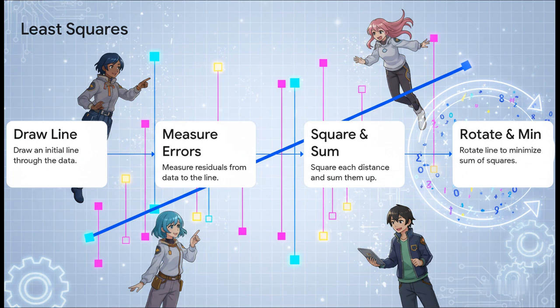Now we take the length of each residual, square it to really amplify those big errors, and add them all up. This gives us our sum of squared errors. Now imagine the algorithm physically rotating that line. Click by click, it rotates, recalculates all the squared distances, and checks the sum. It just keeps rotating and searching until it finds the exact angle and placement that results in the absolute smallest sum of squares. It's literally minimizing its own mistakes to find the perfect fit.